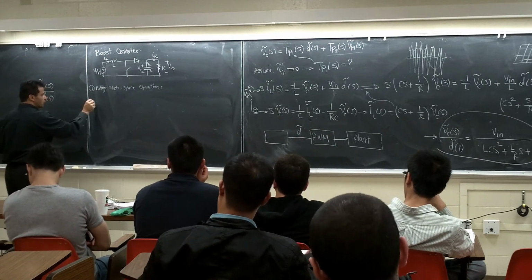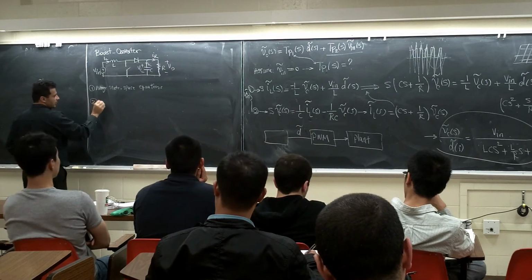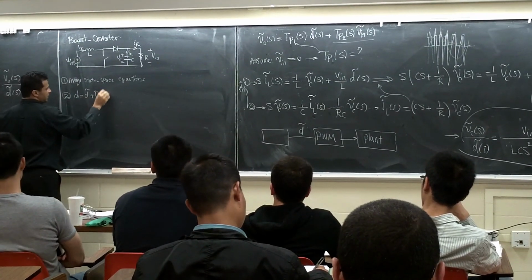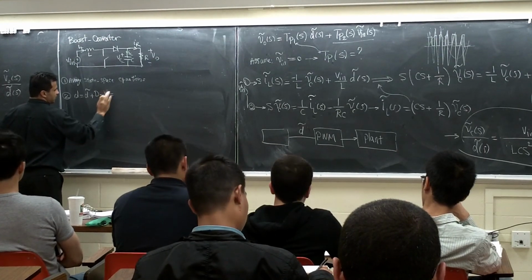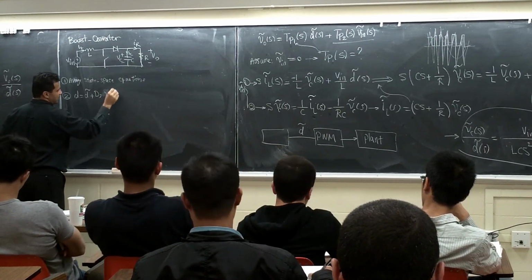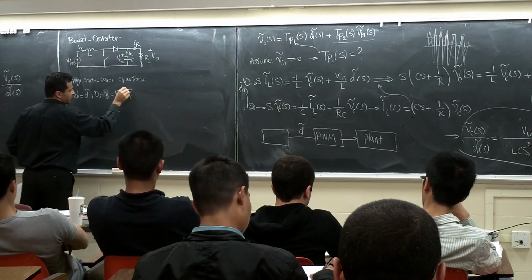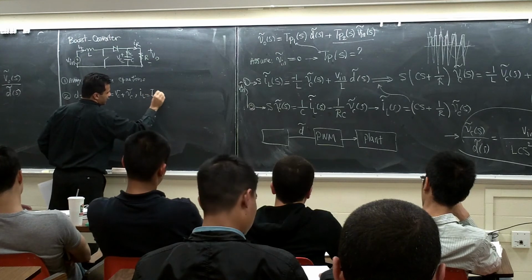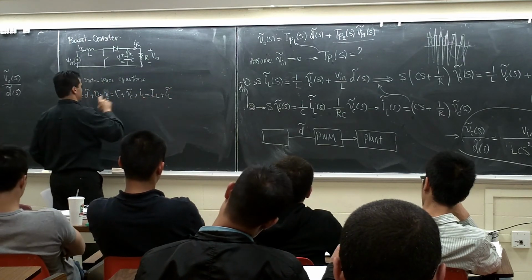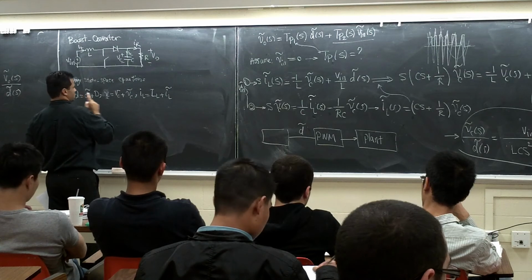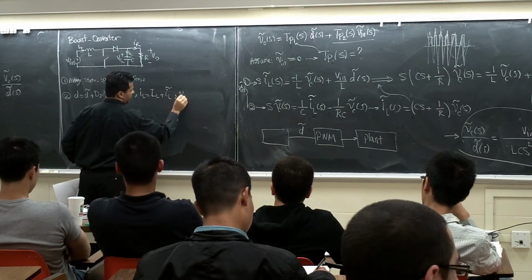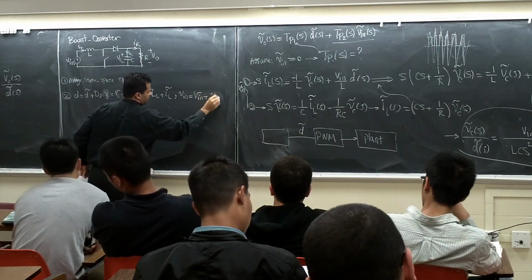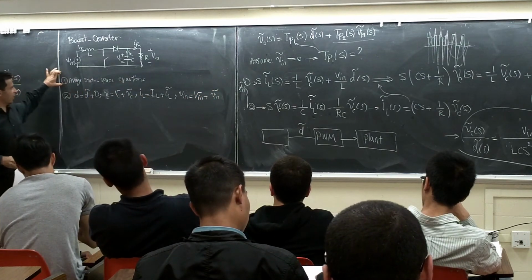Now, step 2, what are you going to do? D is going to be D tilde plus D, right? VC is going to be VC plus VC tilde. IL is going to be IL plus IL tilde. And what else do we have? V in. And V in should be V in plus V in tilde, right? We already have this equation.